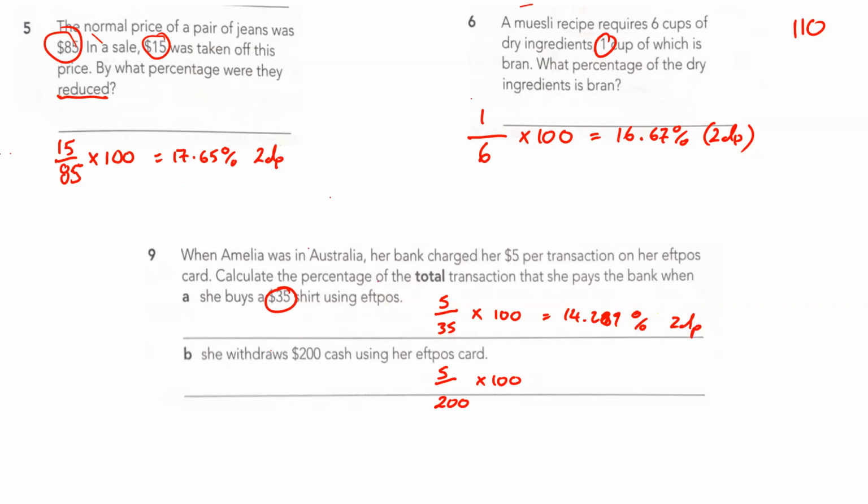And then the 200, it's equal to 2.5% to 2 DP. So you can see in the shirt, it's close to 6 times more as a percentage of the overall price of the actual retail price. So it does make much more sense to only do EFTPOS transactions on more expensive items. Hopefully that answers some questions and that you're able to answer the rest of the questions on the page.